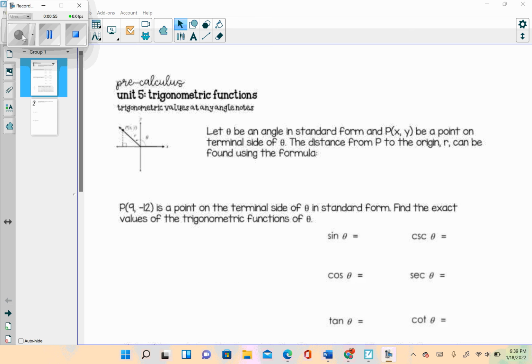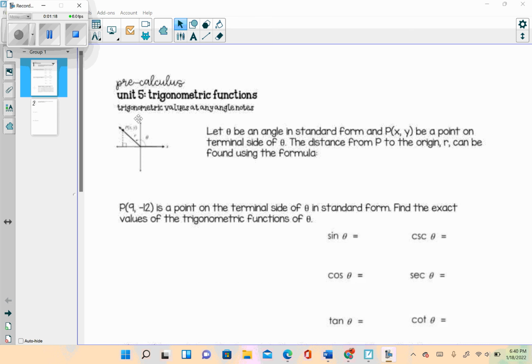Okay, so what we're going to do today is try to find trigonometric values at any angle. So the thing is, when we usually draw a right triangle, we usually put it in the first quadrant because that's what you're used to doing. That's what we did in geometry, but that's not what always happens. You can have points all over the coordinate plane. But I want you to think of it as still just a right triangle.